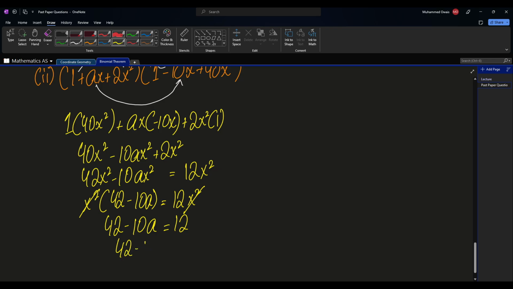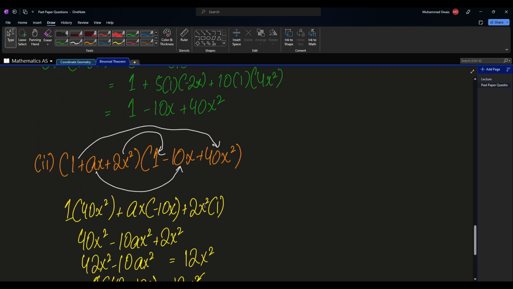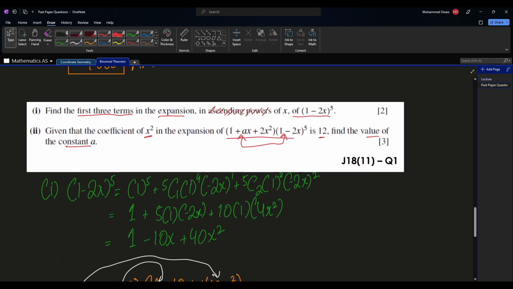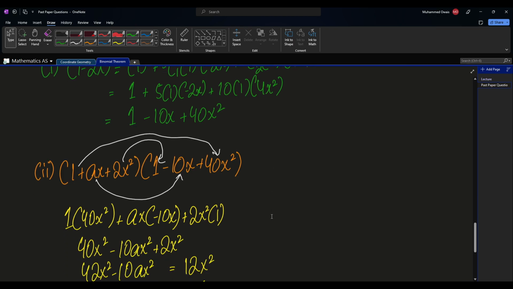42 minus 12 equals to 10a. So 42 minus 12 is equals to 30, and this is 10a, and now a is 3. Therefore we found the value of a by just comparing only x square, right? Always make sure that you read the question correctly, because the question basically gives you the hints on how you should solve the problem that they have provided you.